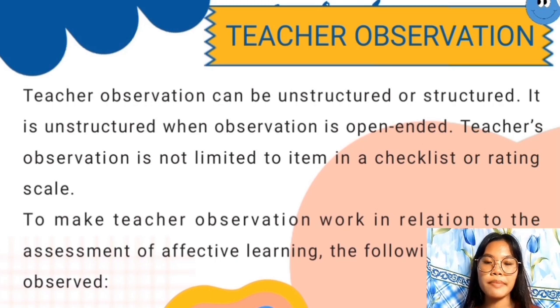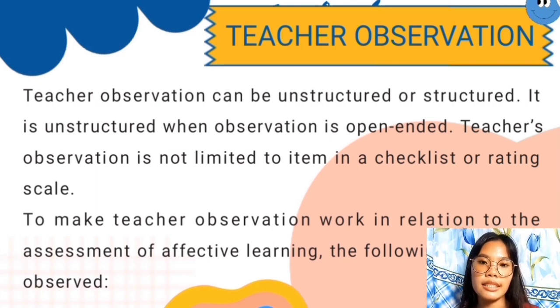There are two types of teacher observation. The first one is structured observation. It is chosen and arranged consciously. And the second one is unstructured observation, and it is one where the observations are not planned. This method works best when analyzing a single instance.